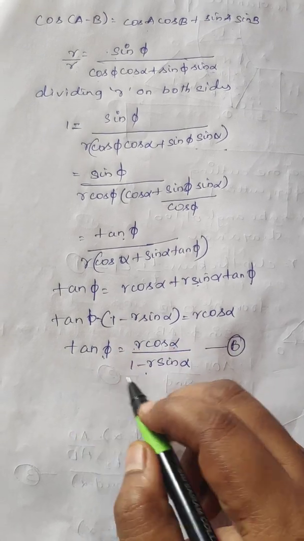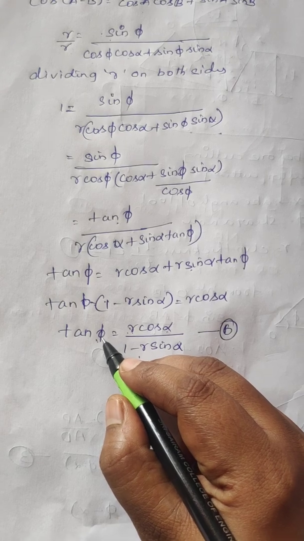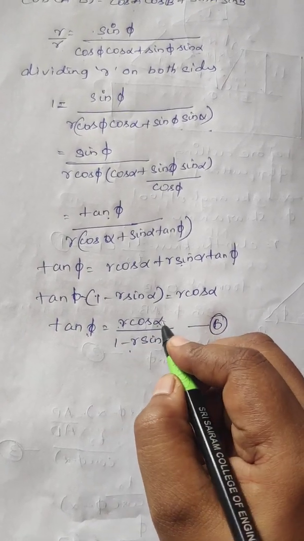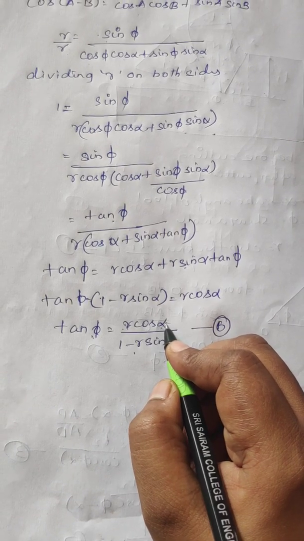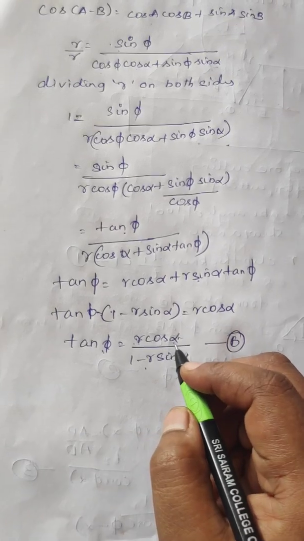So this is the final equation that is derived, and this relationship helps us in calculating the shear angle, chip thickness ratio, and also the rake angle. So this is how the shear angle is calculated using the chip thickness ratio and rake angle. Thank you.